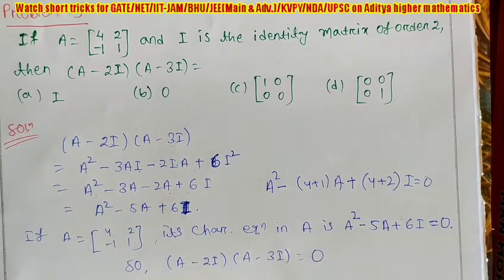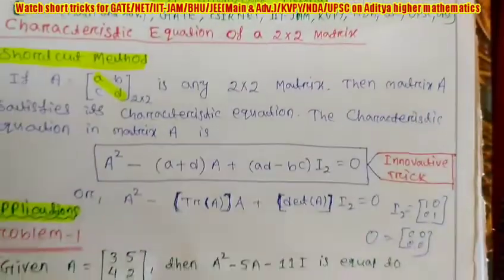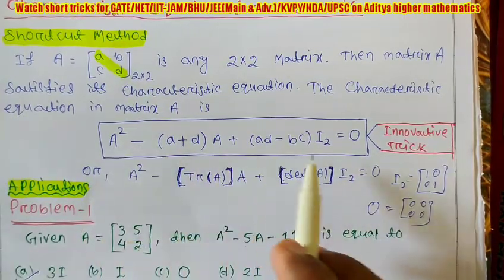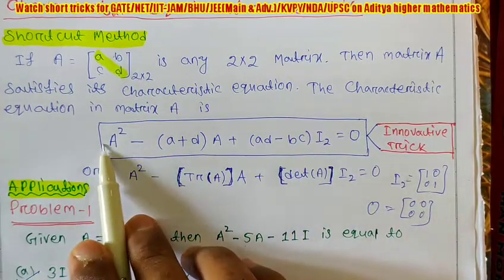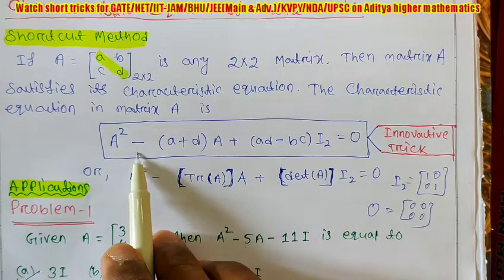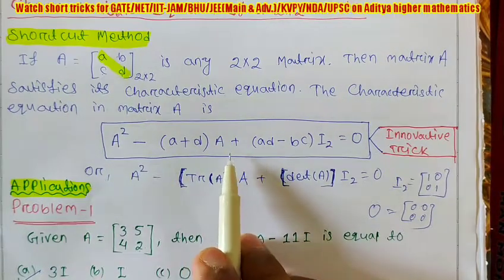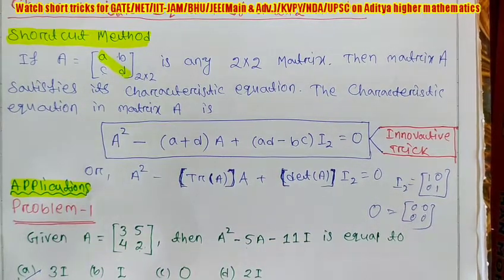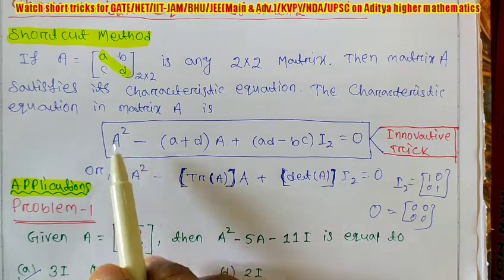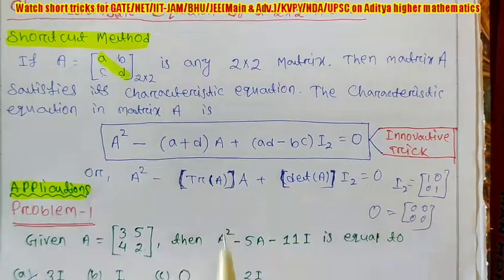And also you remember one thing. In that short trick what I told, the sign is alternately changing. That means the first sign is plus and its coefficient is 1 only, A square. The second sign is minus. Then the third sign is plus. So you have to remember this also. Signs change alternately. First sign plus, second sign minus, third sign plus.